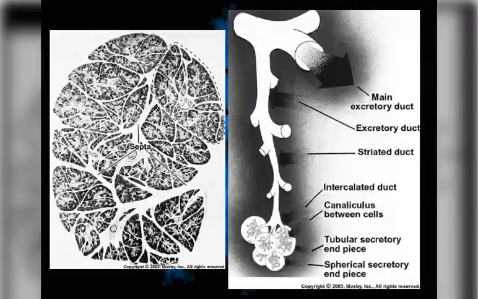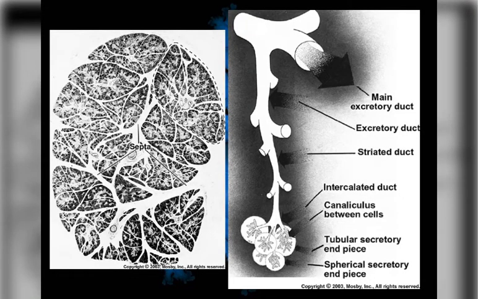These secrete mucus. Sometimes at the end of these tubules, we have serous demilunes, like a semicircular arrangement of serous secretory cells. So the tubular secretory end pieces are either completely mucus or mixed mucoserous, meaning they secrete mucus and serous.